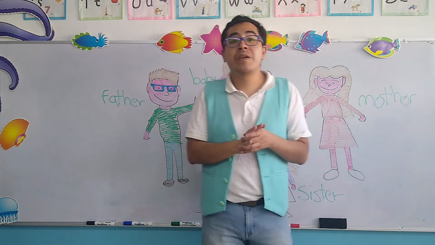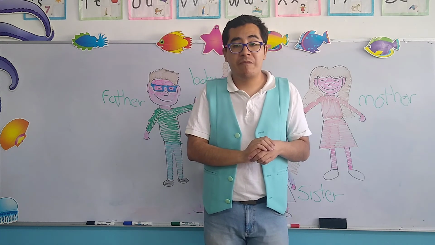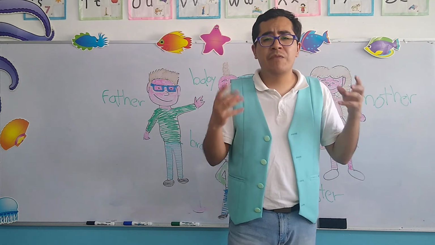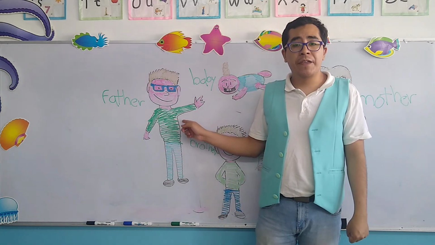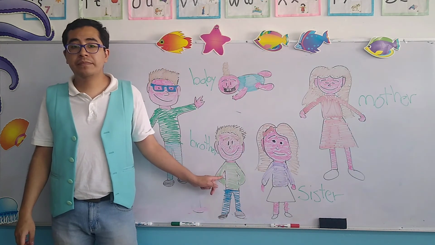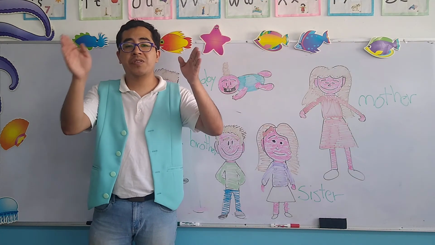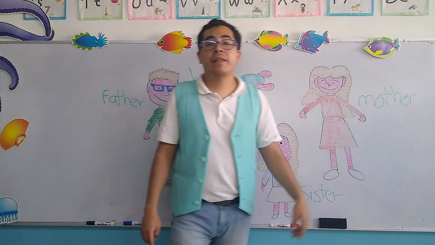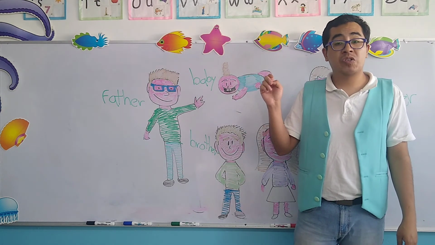Now, before we finish with members or part of the family, let's go and repeat the vocabulary one more time. For this, remember, the teacher Jacob is going to say it first, then you have to repeat it with all of your energy so I can hear you. Let's begin. Father, brother, sister. Remember, sister in Spanish, hermana. Mother. And finally, the baby. Excellent. Very good pronunciation, my children.